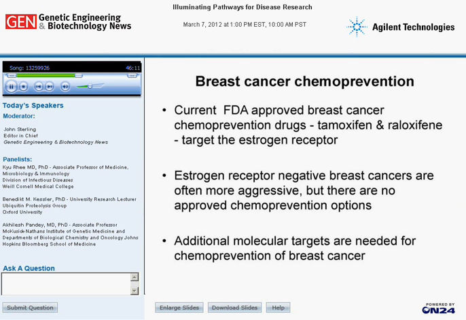Many of you might know that there are two FDA-approved agents for breast cancer chemoprevention. These are tamoxifen and raloxifene. Both of these agents target the estrogen receptor. This means that estrogen receptor-negative breast cancers, which are often more aggressive, have no approved chemoprevention options. We need additional molecular targets for chemoprevention of breast cancer. Next slide.